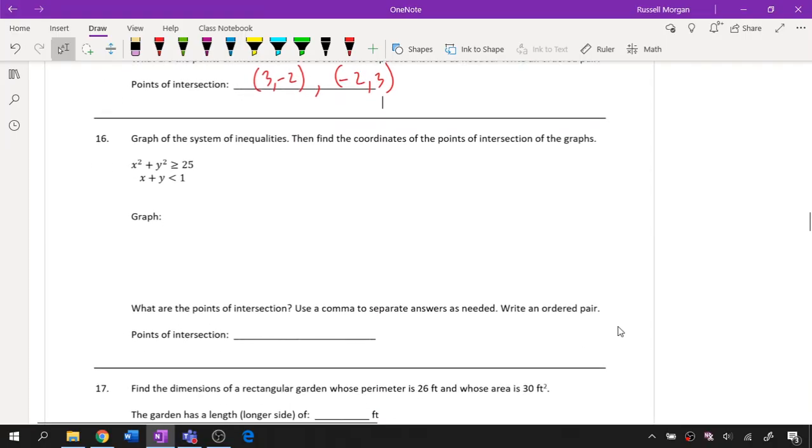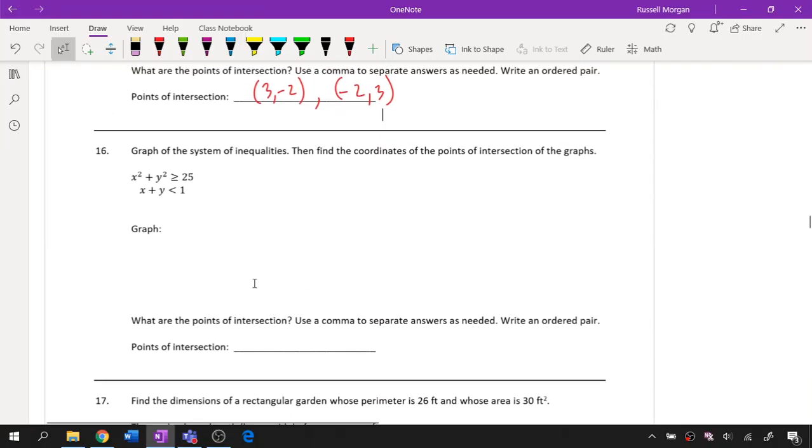Let's do this other one here, a whole lot like it. Graph the system of inequalities and find the coordinates. Again, it looks like I got another circle here, although this one looks like it has a nice radius. So let me just sketch a quick graph. It looks like the radius is 5. So let's pretend that's 5 and 5, 5. Of course, -5 on these ones.